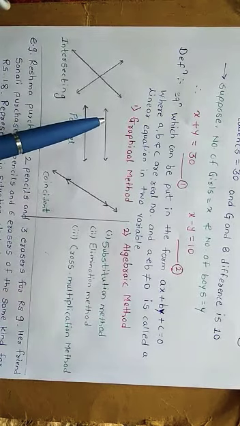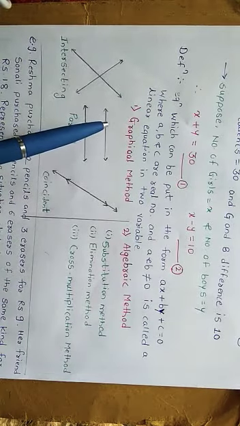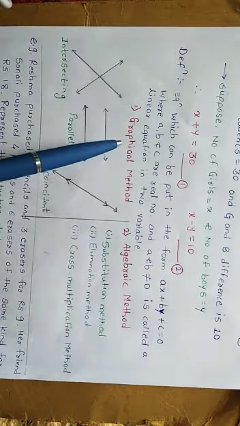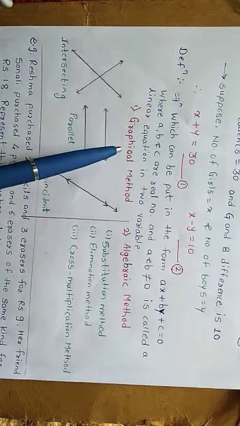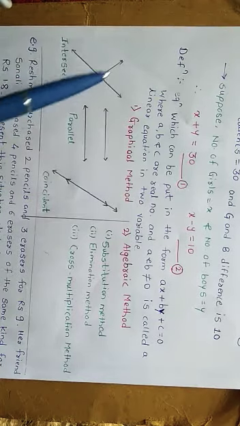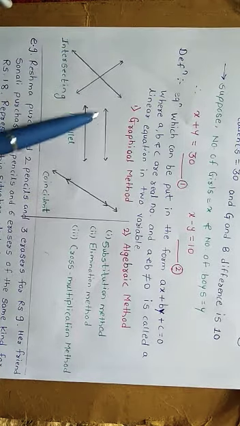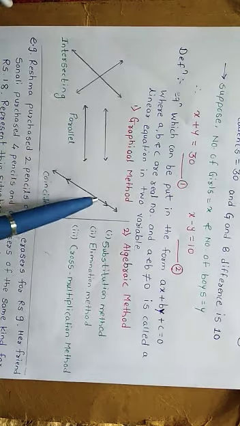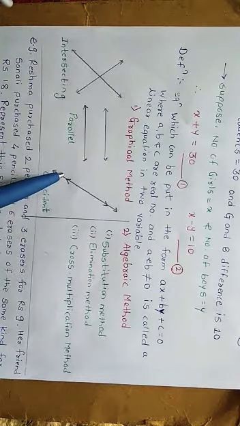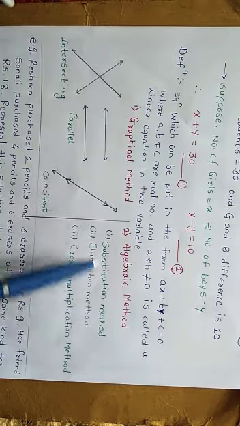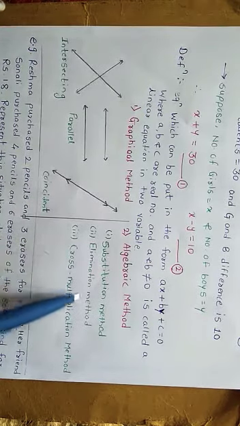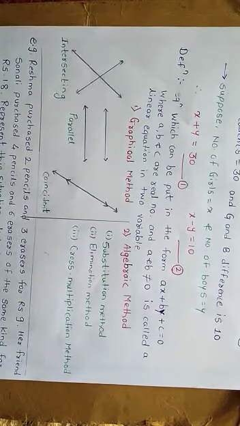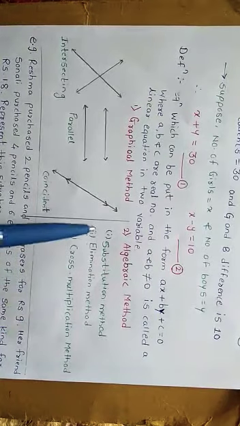Then there are two types of solving linear equations in two variables, that is the graphical method and the algebraic method. In the graphical method there are three conditions: first is intersecting lines, second parallel lines, and third coincident, means overlapping each other. In the algebraic method there are three methods: substitution method, elimination method, and cross multiplication method. In the next part we will see them in detail one by one.